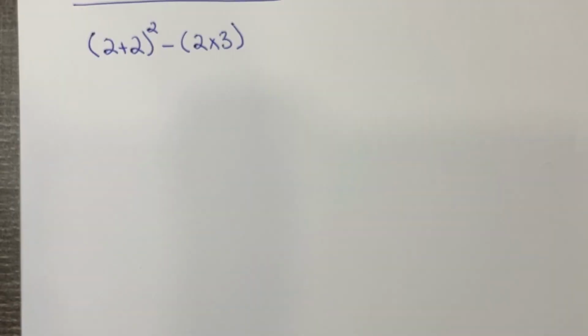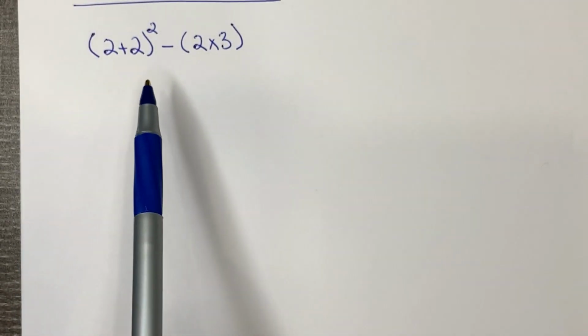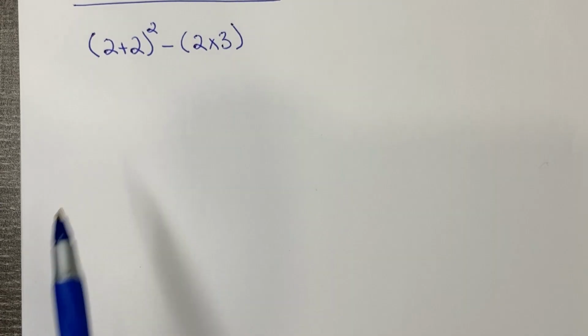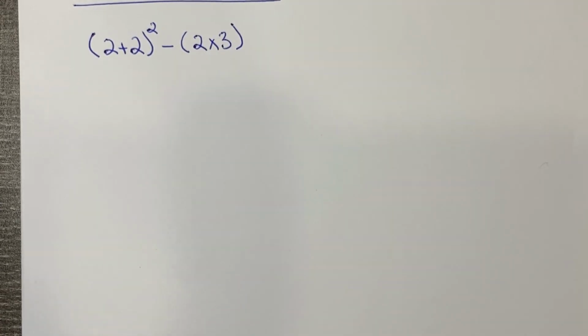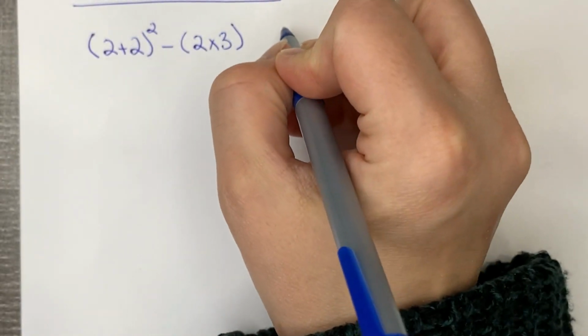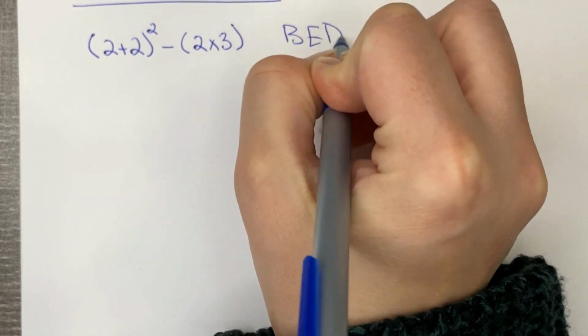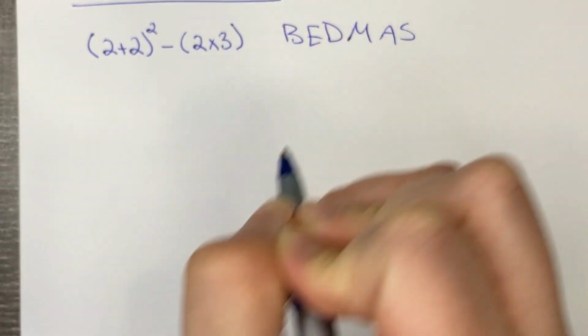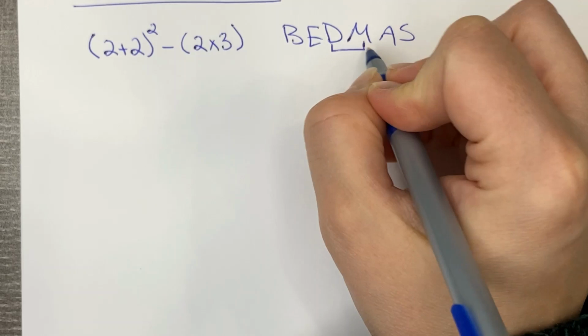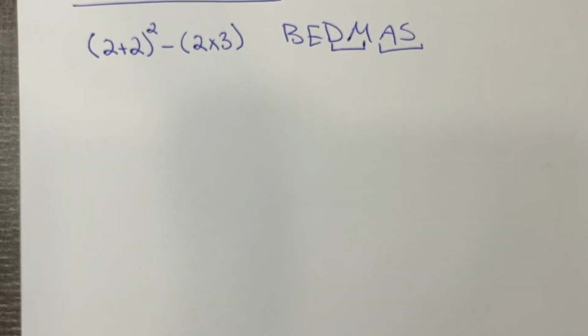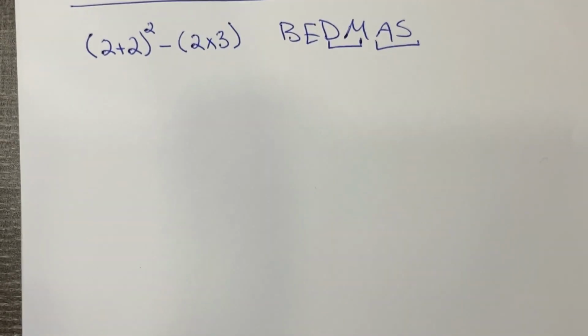Let's look at this problem where we have 2 plus 2 inside the brackets to the power of 2 minus 2 times 3. Now, we're still going to apply our order of operations, BEDMAS. It really helps if you write down the acronym. Just remember division, multiplication in the order they appear, and addition and subtraction in the order they appear.